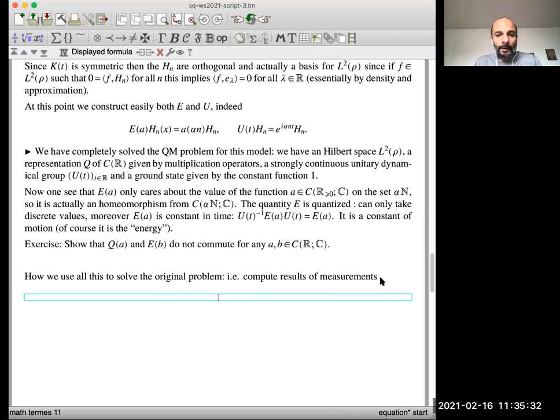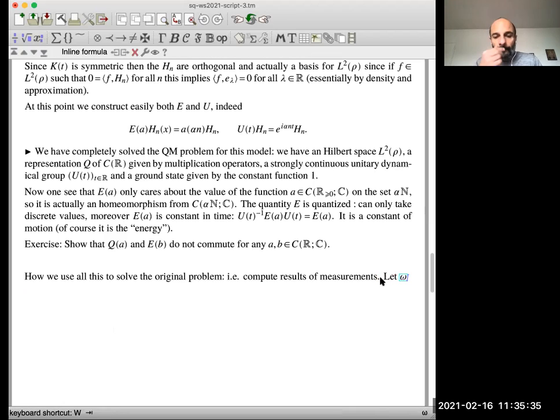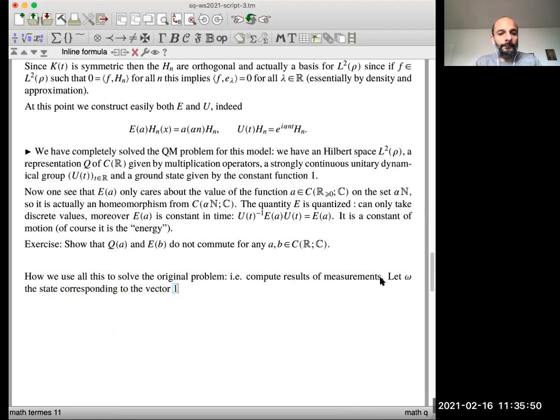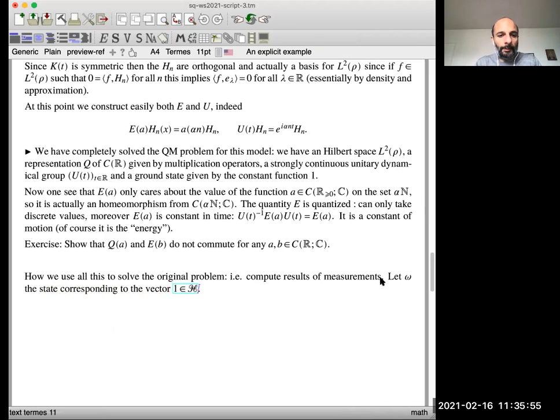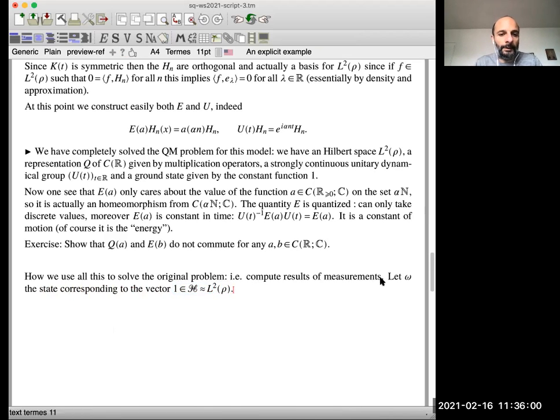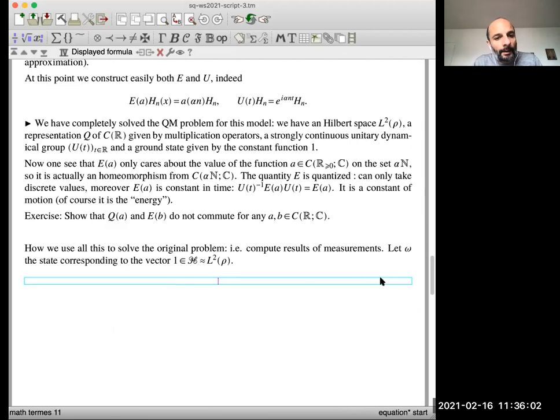So now I have a state. I imagine I have my system in the vacuum state, the state corresponding to the vector 1. That's a vector in my Hilbert space. It's 1 because my Hilbert space, remember, is just L2 of rho, and so 1 is an element in L2 of the Gaussian. And then imagine you want to compute something now. You have an observable.